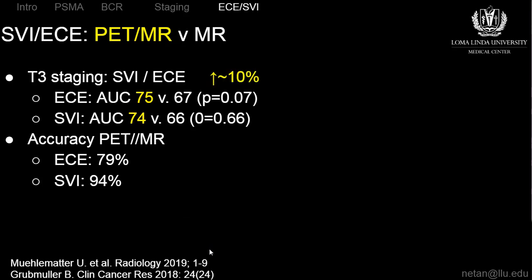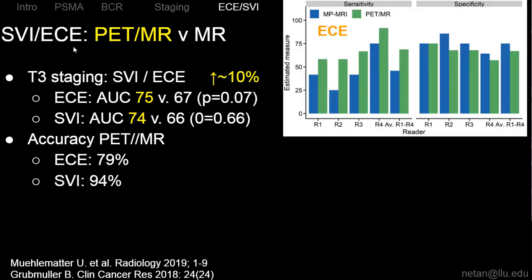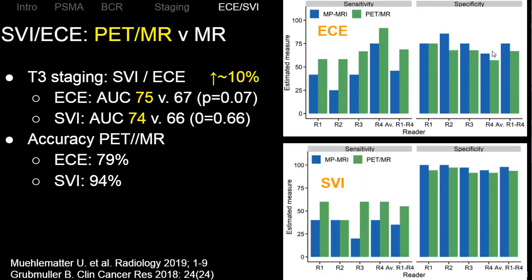What about the role of PET MR in seminal vesicle invasion and extracapsular extension, so T3 disease? The literature suggests that there's an increased sensitivity by 10% for evaluating T3 disease, both extracapsular extension and seminal vesicle invasion. If you look at this, we see that across 4 readers, the sensitivity for extracapsular extension increases across all 4 readers, whereas specificity drops just a touch, but not significantly. In addition, a similar increase in sensitivity for seminal vesicle invasion is seen across all 4 readers, with a slight decrease in specificity.